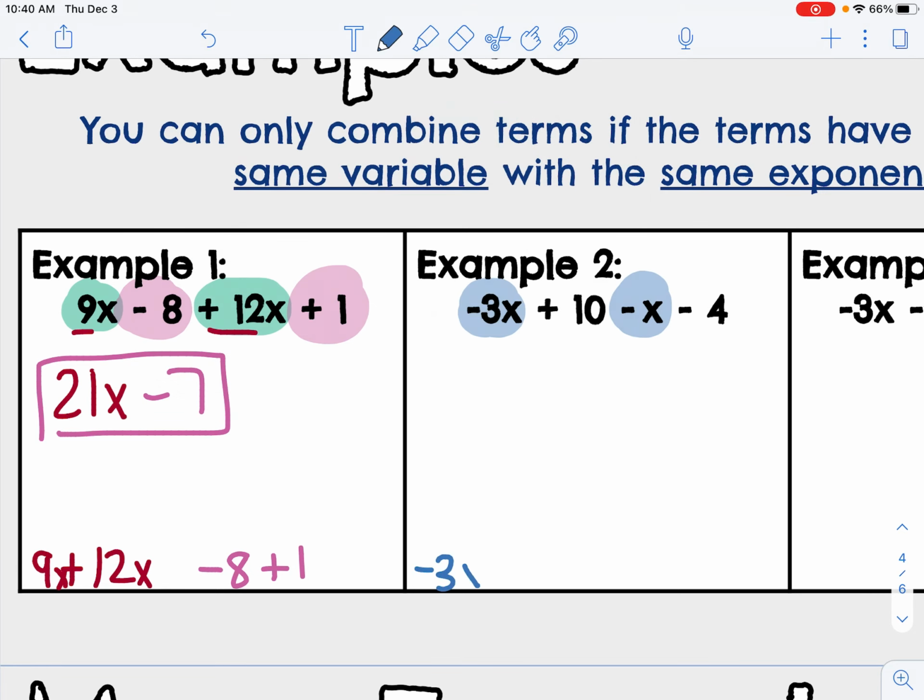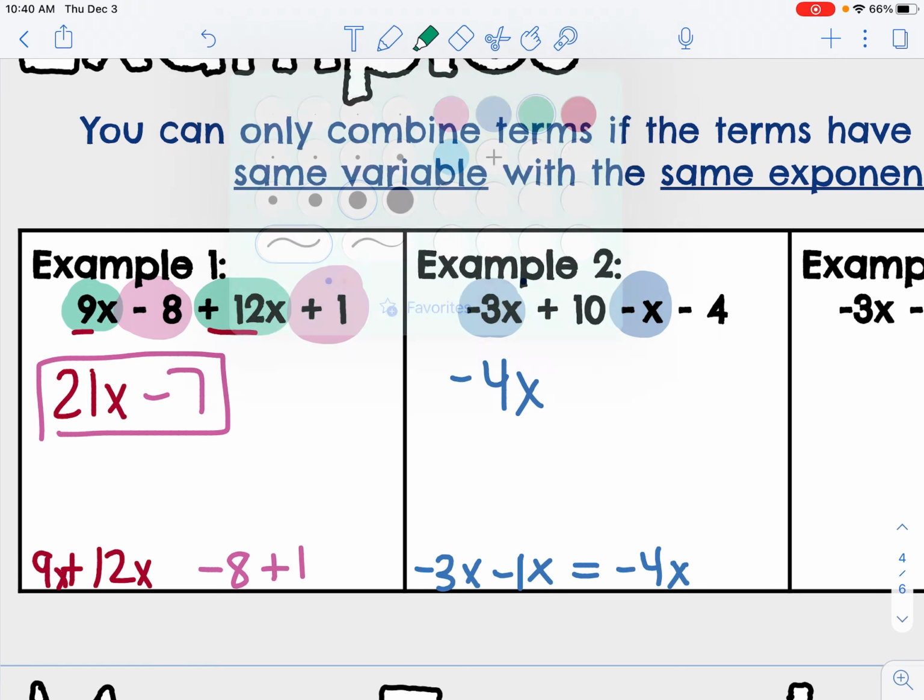If we have negative 3x and negative x, if you have just an x, that's understood, that number in front of the x is understood to be a 1. So what we're really going to do here is just do negative 3 minus 1. Well, negative 3 minus 1 is negative 4, but we have negative 3x minus 1x, that's negative 4x. We need to bring that x with those numbers.